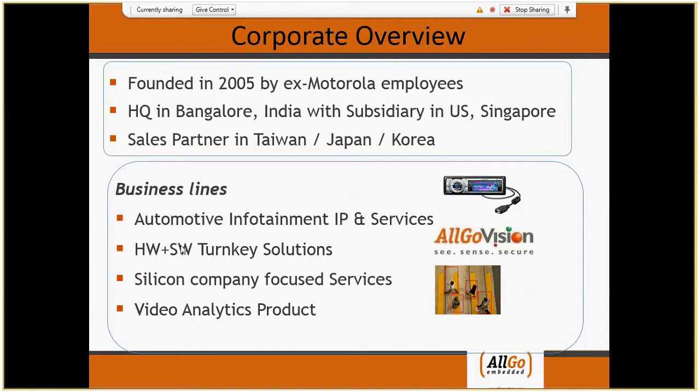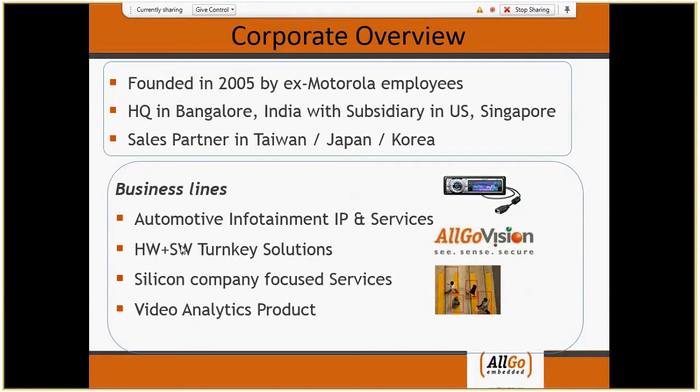Our business lines are as follows. We work on automotive infotainment IP and services. We provide multimedia, connectivity and middleware products to automotive OEMs and also tier 1 customers. We also provide services like BSP development, basically drivers and low-level hardware integration, and also HMI development and integration as part of this business line.